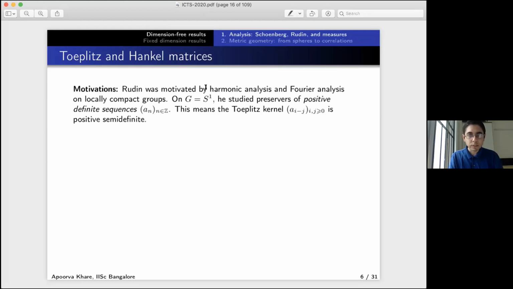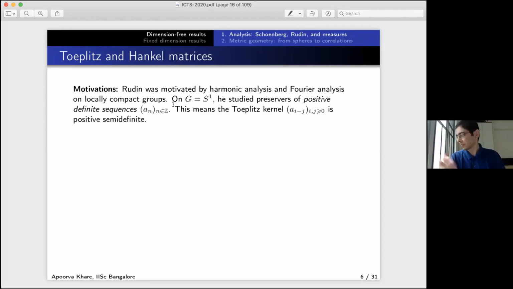Rudin was motivated by harmonic analysis, Fourier analysis. He wrote a famous book on locally compact groups, so it's not surprising. On the circle S1, he studied preservers of positive definite sequences. These are just sequences of real numbers, but bi-infinite, so they go in both directions. If you look at the Toeplitz matrix, then that is positive semi-definite, meaning all the principal minors are non-negative.